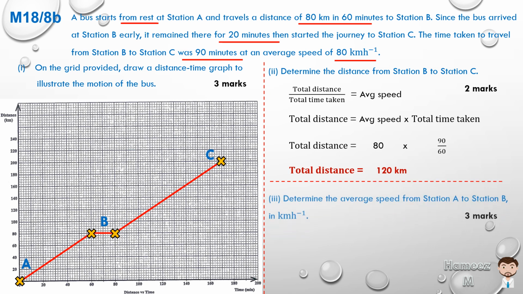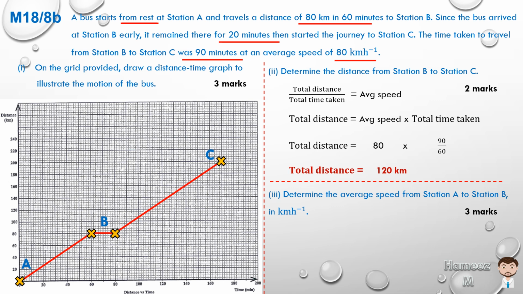Part 3, determine the average speed from station A to B in kilometers per hour. So average speed is equal to total distance over total time, which is 80 kilometers is the distance over the total time taken is 60 minutes, which is 1 hour. So 1 into 80 is 80, so the average speed is 80 kilometers per hour.